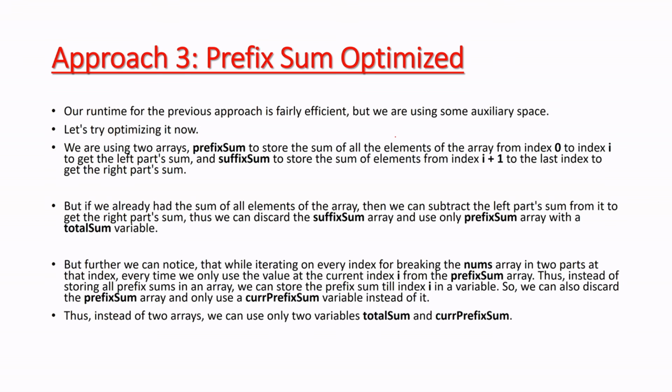But further we can notice that while iterating on every index for breaking the array into two parts at that index, every time we only use the value at the current index i from the prefix sum array. Thus instead of storing all the prefix sums in the array, we can store the prefix sum till i in a variable. So we can discard the prefix sum array and use the current prefix sum variable instead. And thus instead of two arrays, we only use two variables, total sum and current prefix sum.